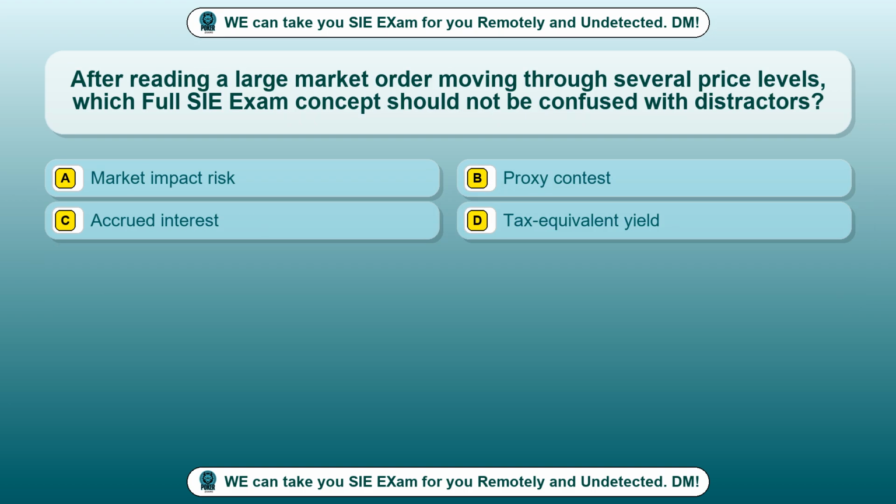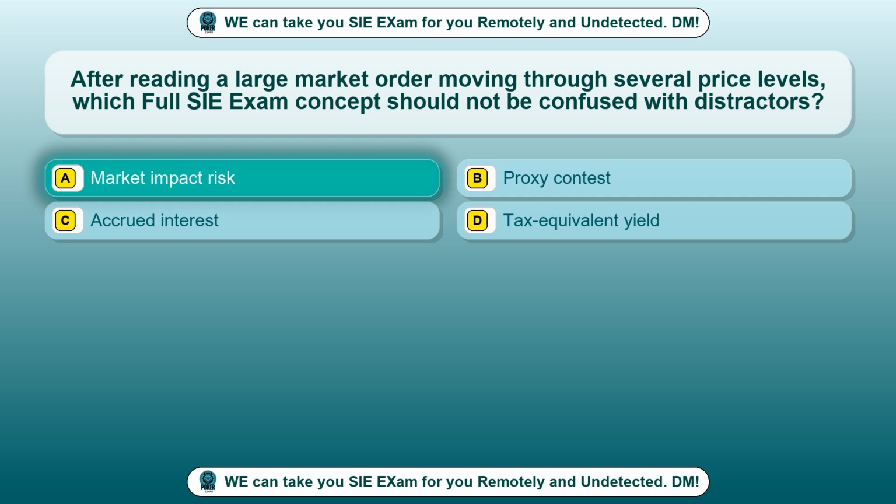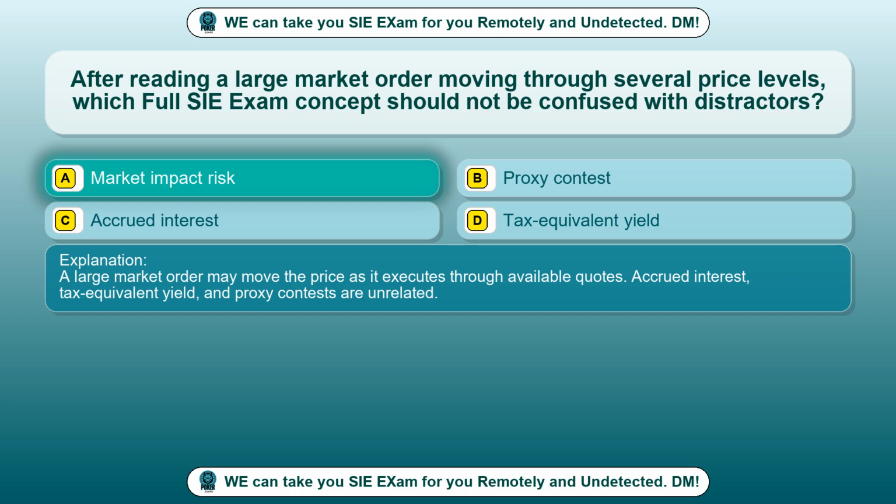Question 70. After reading a large market order moving through several price levels, which full SIE exam concept should not be confused with distractors? Option A, market impact risk. Option B, proxy contest. Option C, accrued interest. Option D, tax equivalent yield. The correct answer is option A, market impact risk. A large market order may move the price as it executes through available quotes.